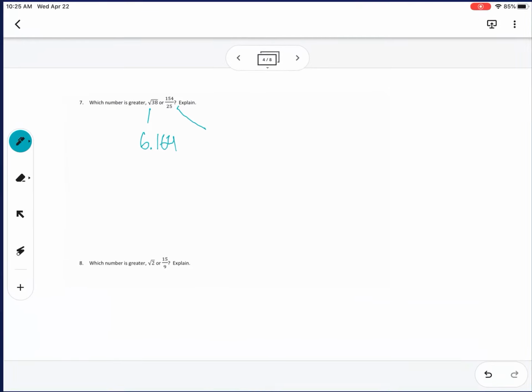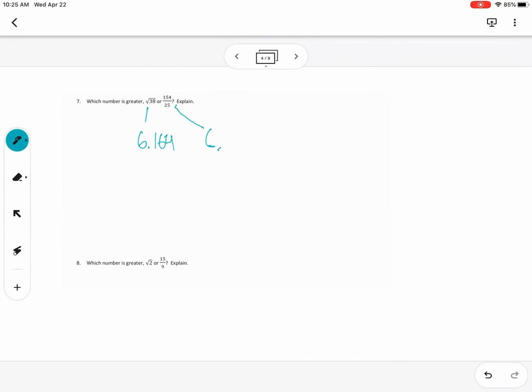6.16 exactly. Here's what's pretty cool. So this one is just 4 thousandths larger, because I can put a 0 there, and it says which one's greater. So the square root of 38 is just, and if I could ask you how much greater it is, it's 4 thousandths greater, or the way I could write that is 0.004 greater, if I were to ask you that.